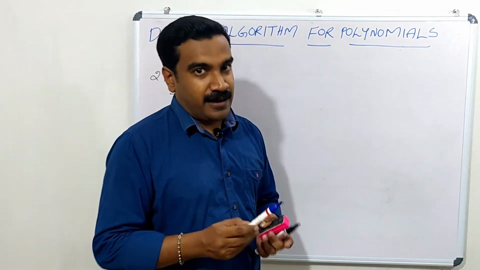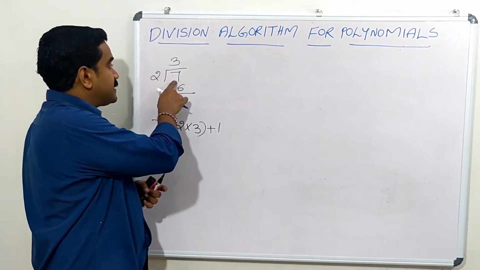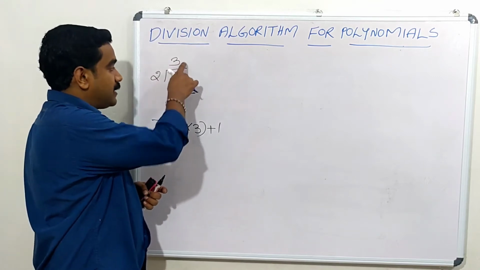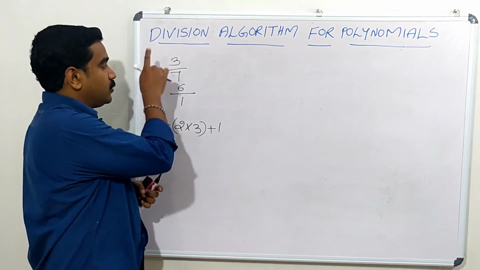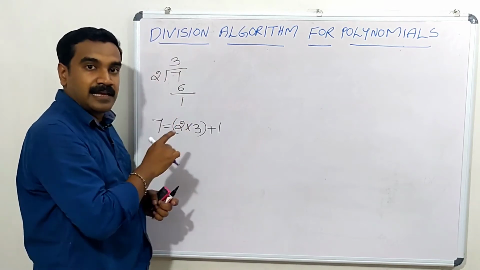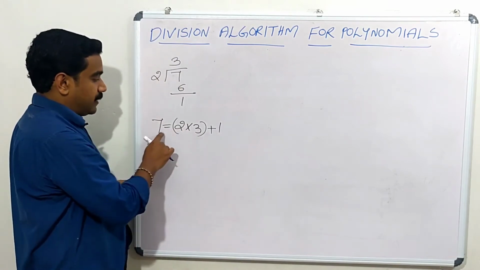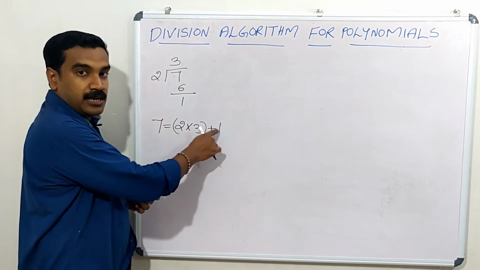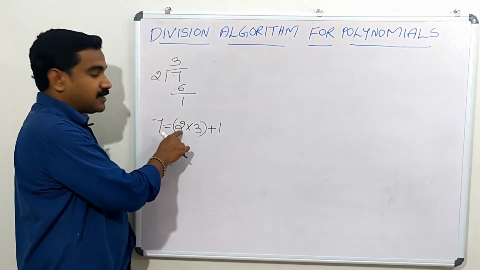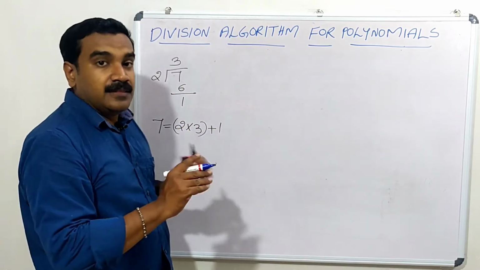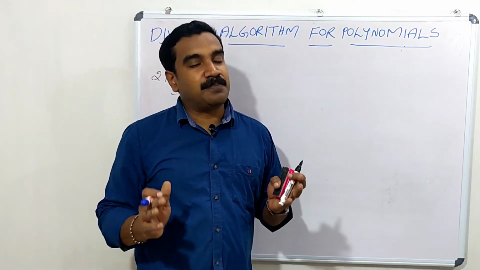With one example I will make it clear. Suppose 7 is the dividend. If you divide 7 by 2, you will get quotient 3 and remainder 1. So 7 is the dividend, 2 is the divisor, 3 is the quotient and 1 is the remainder. So 7 is equal to 2 into 3 plus 1. This is known as the division algorithm: dividend equals divisor into quotient plus remainder.